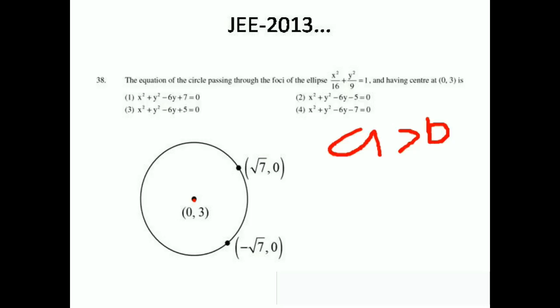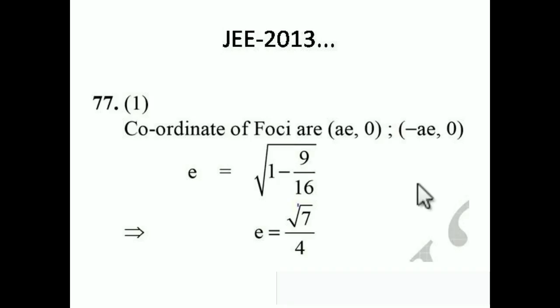We have a here, a is 4. We just have to find out e. For e we have the formula b square is equal to a square into 1 minus e square. So e becomes square root of 1 minus b square by a square. So 1 minus 9 by 16, that means e becomes root 7 by 4. The foci are plus or minus ae comma 0. So a is 4 here, so 4 into this, that means root 7 comma 0 and minus root 7 comma 0 are my two foci.